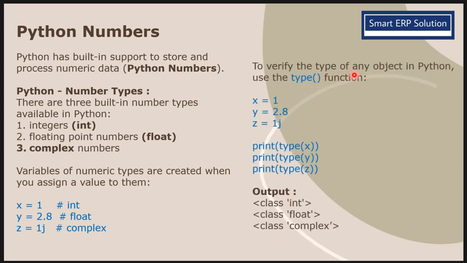To verify the type of any object in Python, we use the type function. x equal to 1, y equal to 2.8, z equal to 1j. If we write print type x, print type y, and print type z, the output will be class int, class float, and class complex. Class int will be for the x variable, class float will be for the y variable, and class complex will be for the z variable.